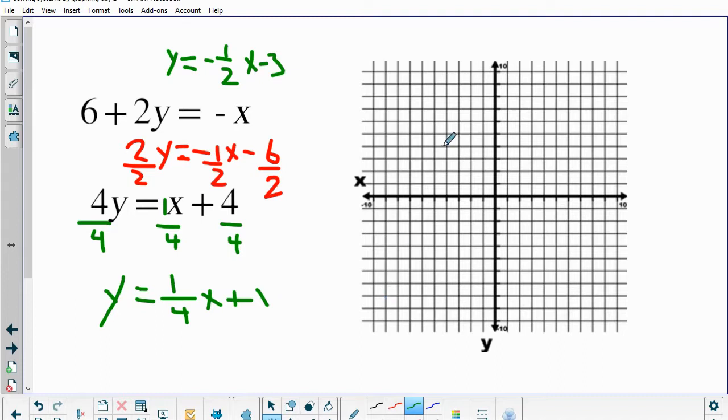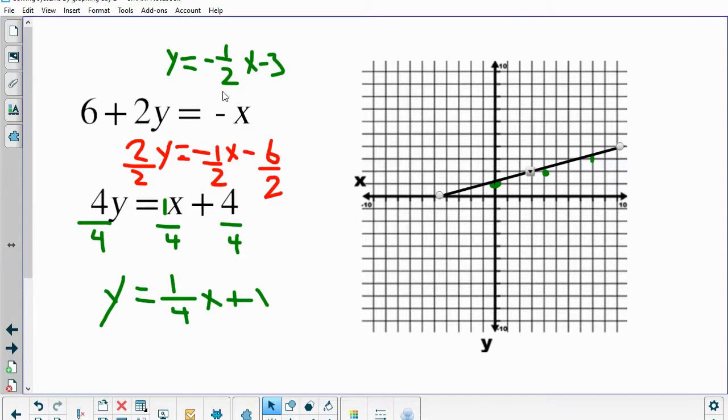So let's graph the second one first. We start at +1 on the y-axis. Then we go up 1 and over 4, up 1 and over 4. Grab our line tool and stretch it through there. And just extend it a little bit in the other direction, down 1 and back 4. That should be good enough.